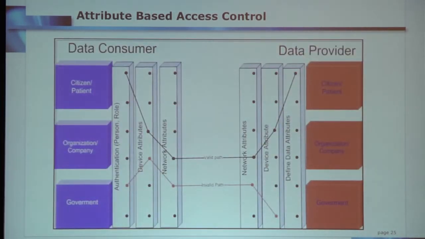For enforcement, there is a certain kind of enforcement mechanism, right? So I've constructed here an enforcement engine. What you're really trying to do here is connect a data consumer to a data provider, right? So you have an accessing entity such as a citizen, patient, organization, company, or government agency, right? Then you have different control planes. In this example, I have just chosen 3 control planes. Could be more, could be less, but in this example, I just have 3. So my 3 control planes here are authentication, device attributes, and network attributes.